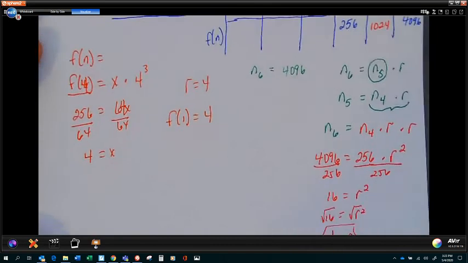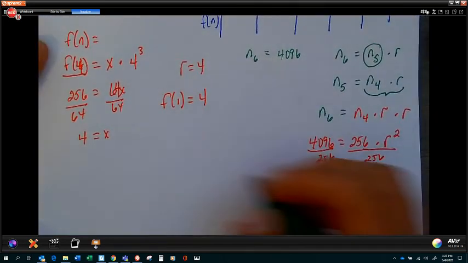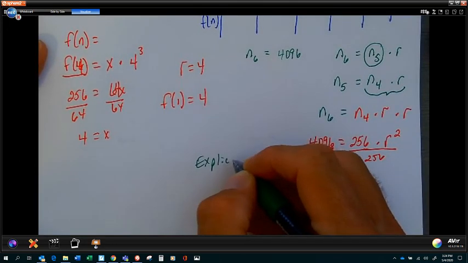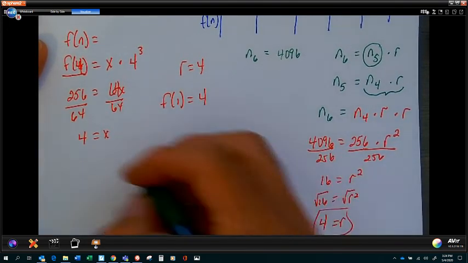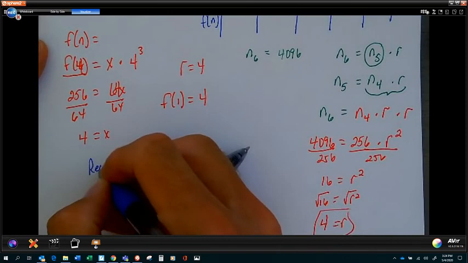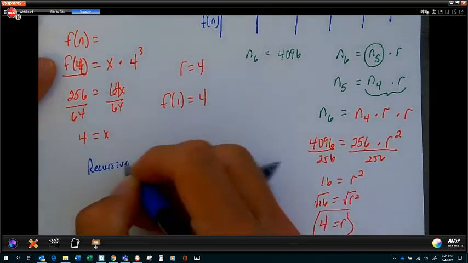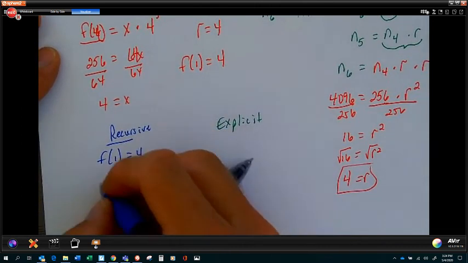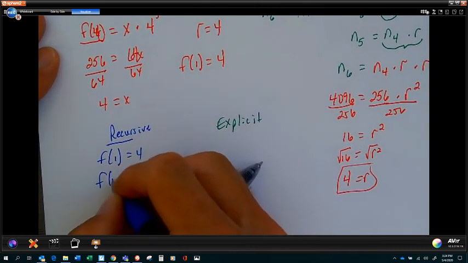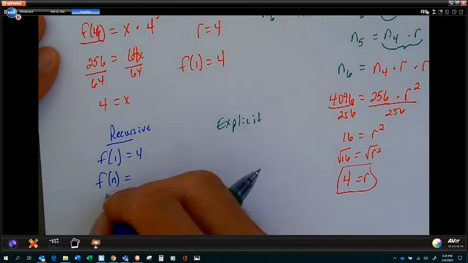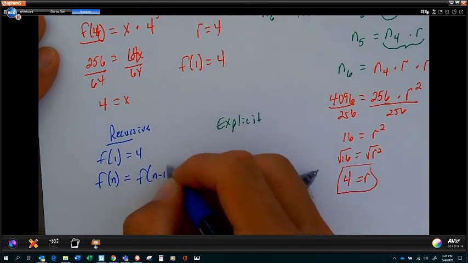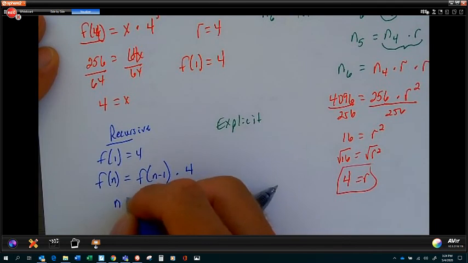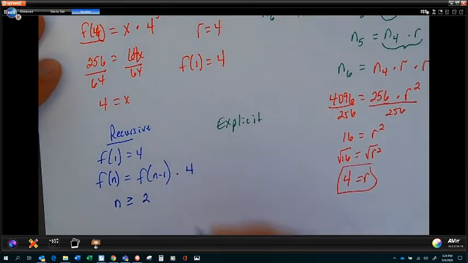So now I need to write my recursive and explicit rules. Let's write the recursive first. Again, everything's the same. f of 1 is equal to 4. And then I say the next term is equal to the previous term times the common ratio for every value of n greater than or equal to 2.